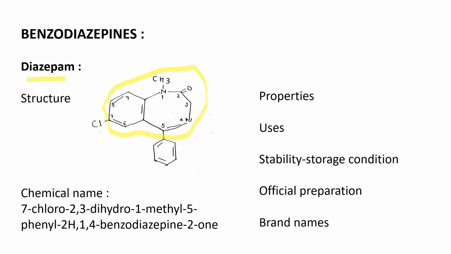What is the name of this basic skeleton? It is 1,4-benzodiazepine 2-one. On means at the second position there is a presence of double bond oxygen. Therefore, it is written as ONE.